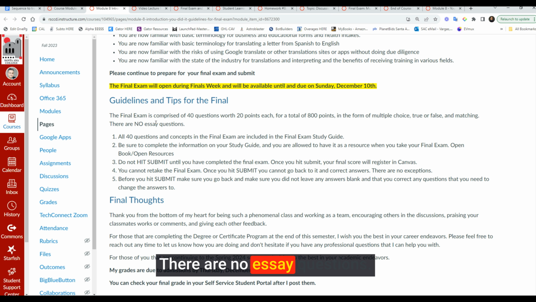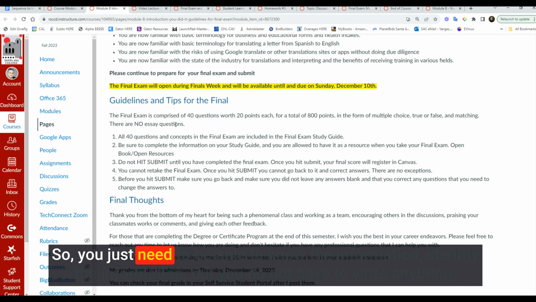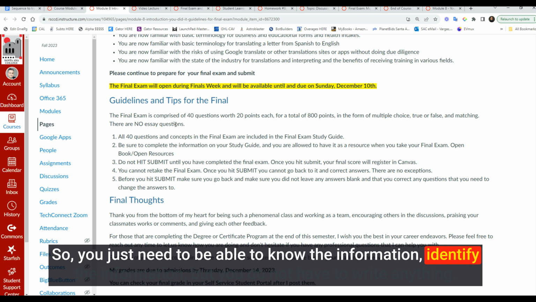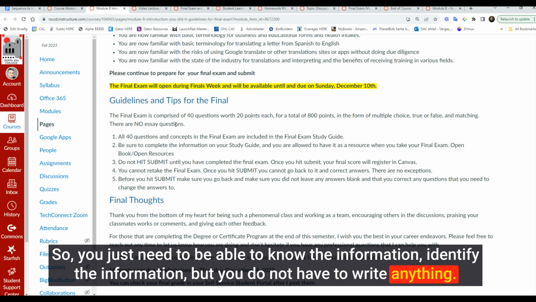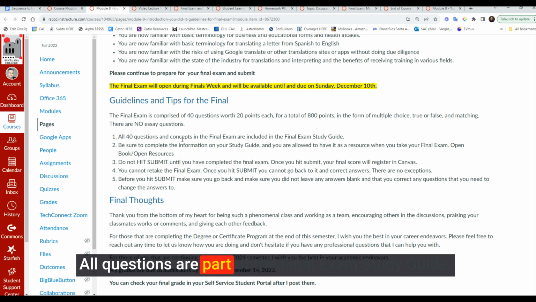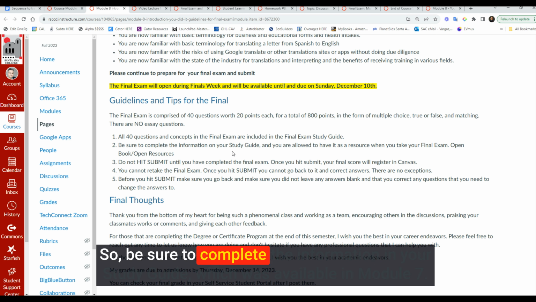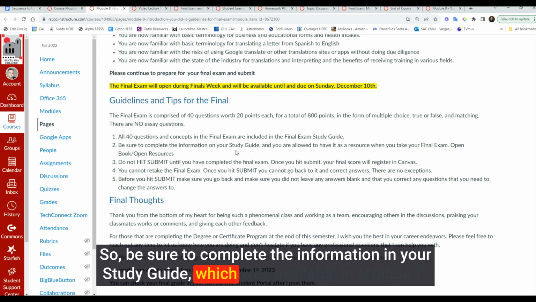There are no essay questions. So you just need to be able to know the information, identify the information, but you do not have to write. And all questions are part of the final exam study guide. So be sure to complete the information in your study guide, which was available in Module 7.